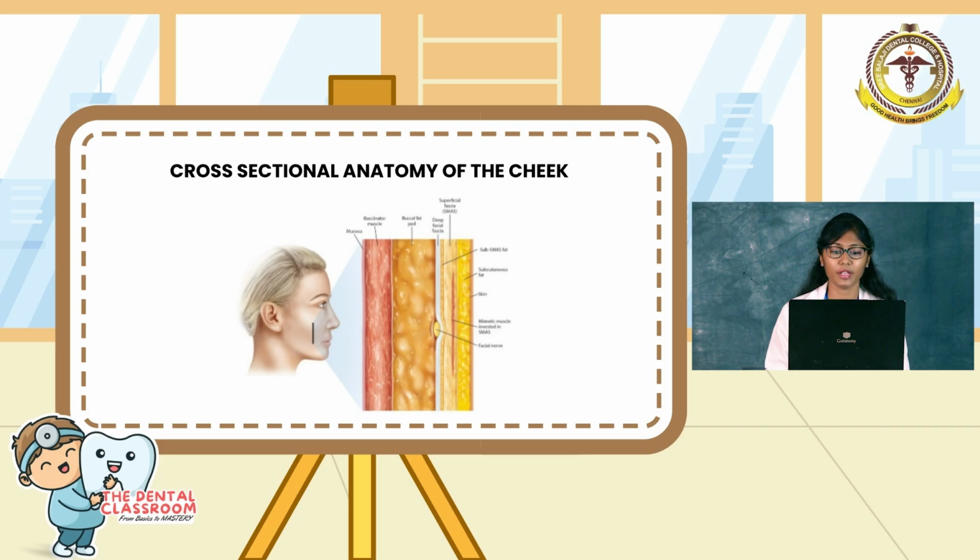Deep facial fascia is a fibrous connective tissue layer that separates the buccal fat pad from the superficial layers. Buccal fat pad is a mass of fat located between the buccinator and superficial muscles of the face. Buccinator is a thin flat muscle that forms the wall of the cheek and is important for chewing, sucking and whistling. Oral mucosa is the innermost layer of the oral cavity.